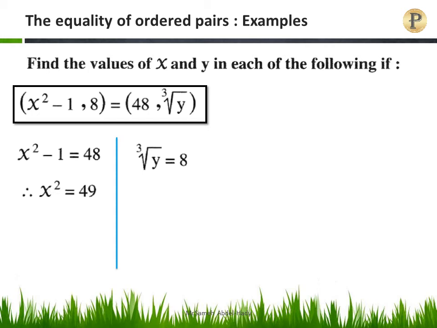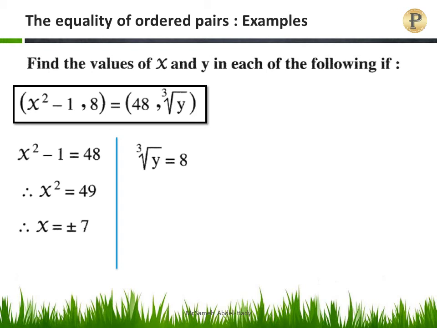Alright. Now let us solve the first one. You see, the first equation will give me the x value and the second equation will give me the y value. x squared minus 1 equals 48, so x squared equals 49. I have to take the square root, so x equals positive and negative 7. This is the value of x.